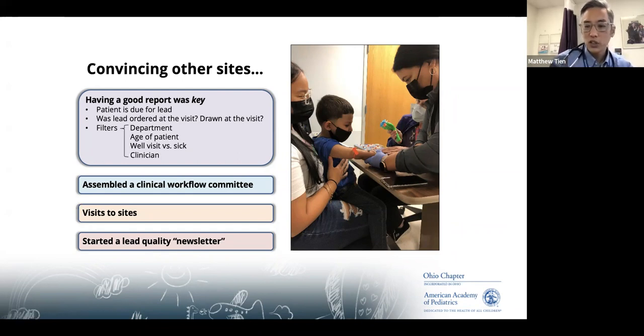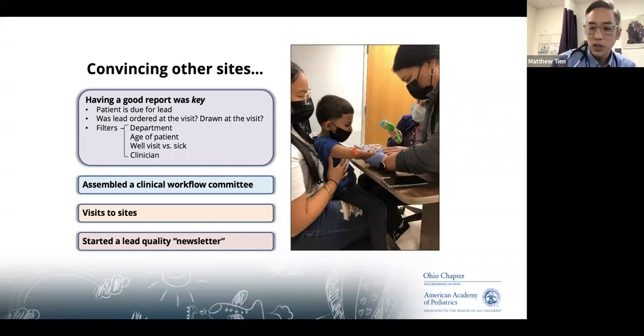We put together a clinical workflow committee, and this is a group that met monthly so that we could try to problem solve what was going on. So we could try to figure out which sites we needed to connect with. And we actually went out to visit some of these sites. This was really still ongoing during the pandemic, so most of these were virtual meetings, dropping in on Clinic A's monthly provider meeting and saying, hey, we'd like to talk to you guys about lead testing and the importance of this.